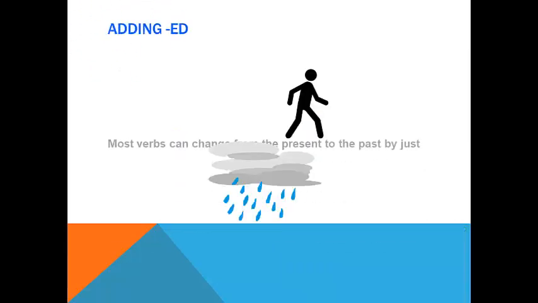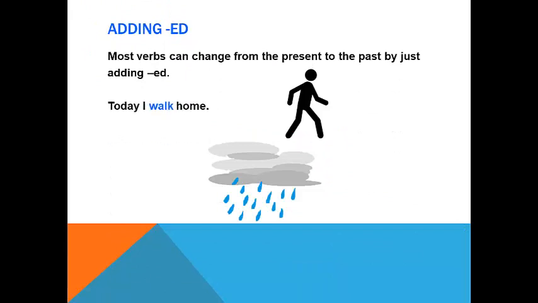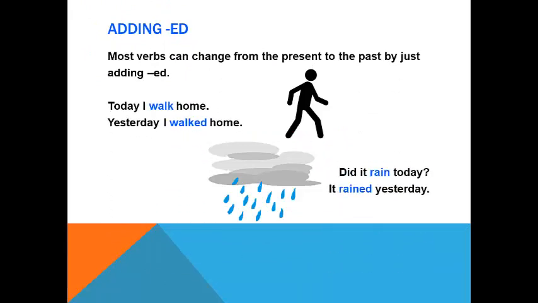Okay, so let's check in detail the structures that we're going to use. Most verbs can change from the present to the past by just adding ed. For example, I walk home. Yesterday I walked home. As you can see, ed. Did it rain today? It rained yesterday. So as you can see, most of the verbs can change into the past by using ed in the end. Adding ed.